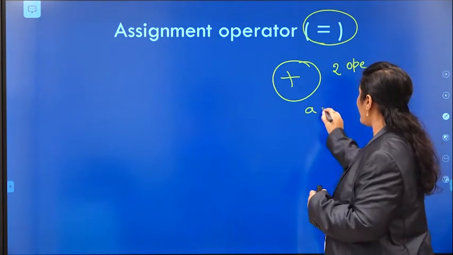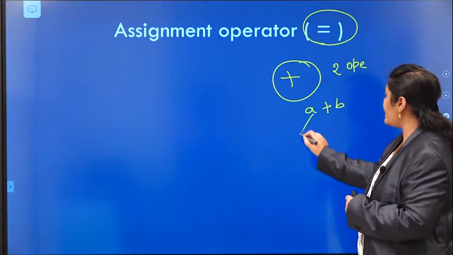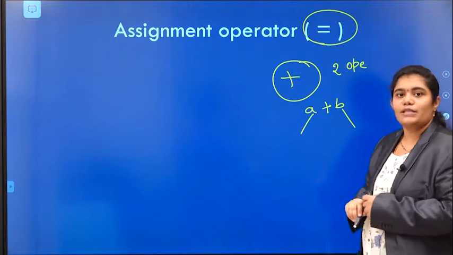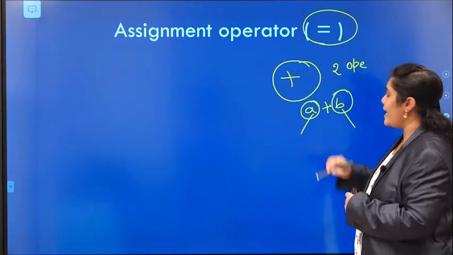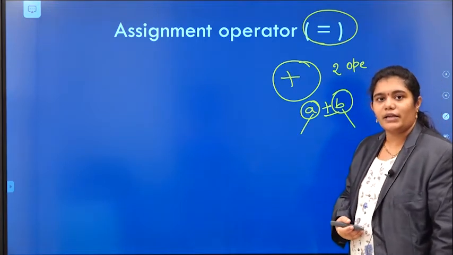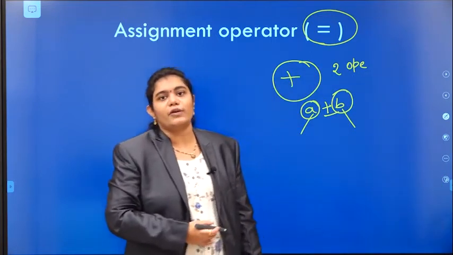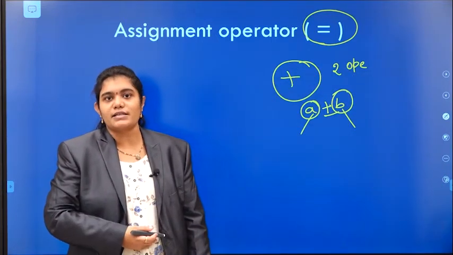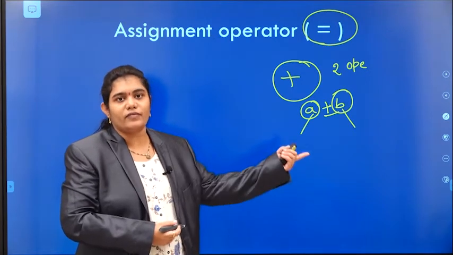like A plus B. A is operand 1 and B is operand 2. So if you have two operands A and B, you can complete your arithmetic addition. But are you holding this result anywhere else? No, we are not holding this result anywhere else.